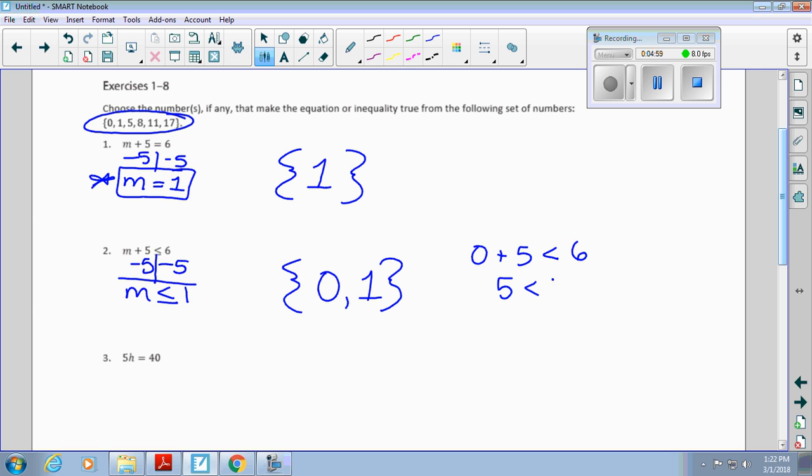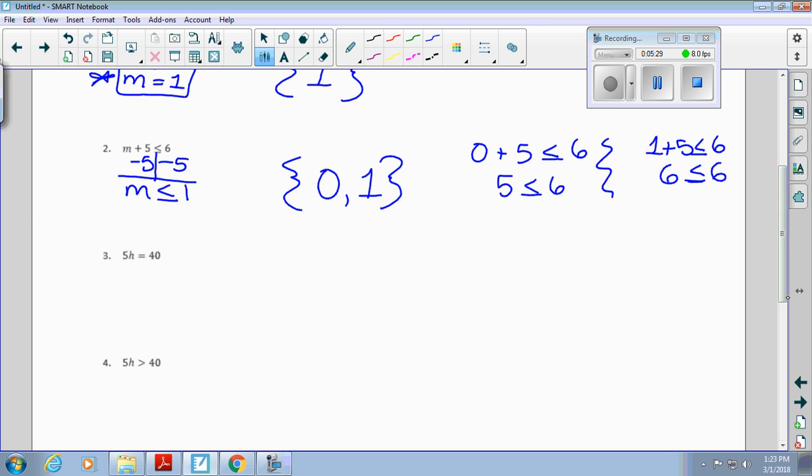5 is less than 6, so we know that 0 checks out. If we tried 1, you would say 1 plus 5 is less than or equal to 6. So we know 6 is less than or equal to 6. It's definitely equal to 6. If it meets either of the criteria of less than or equal to, it's a right answer. So we have 0 and 1 in that problem.